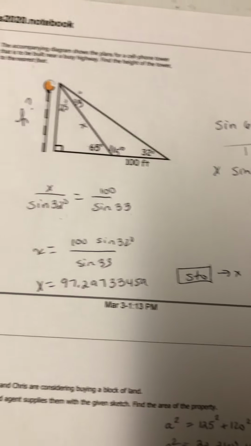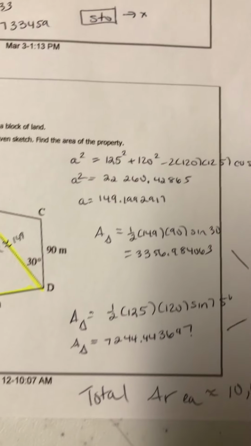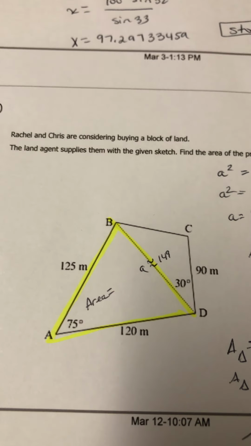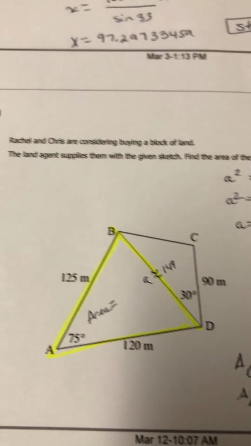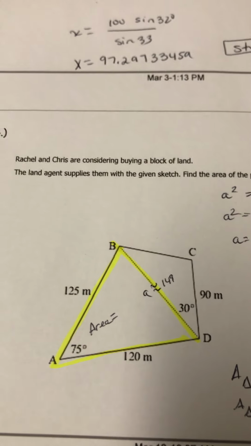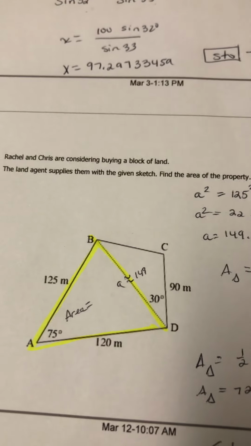Okay, so I like that problem quite a bit. Last word problem. We have here two triangles similar to number 3, but there's no SOHCAHTOA involved. There's no right angle. Rachel and Chris are considering buying a block of land. The land agent supplies them with the given sketch. Find the area of the property.